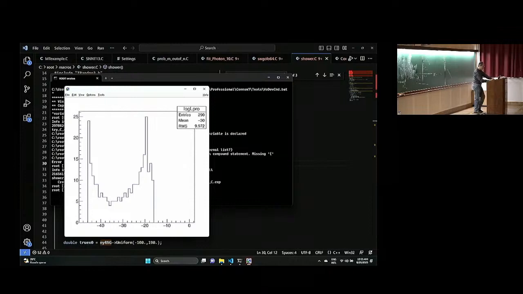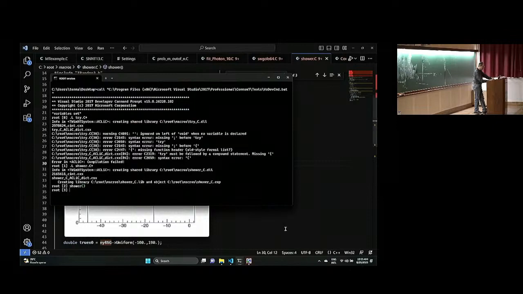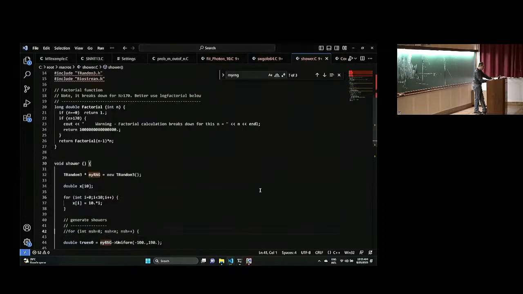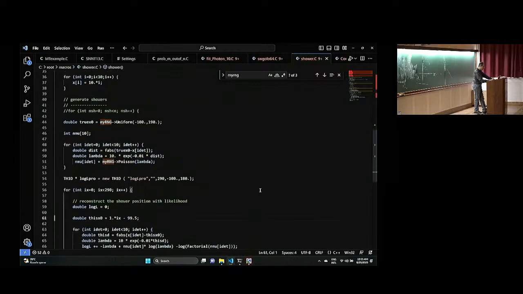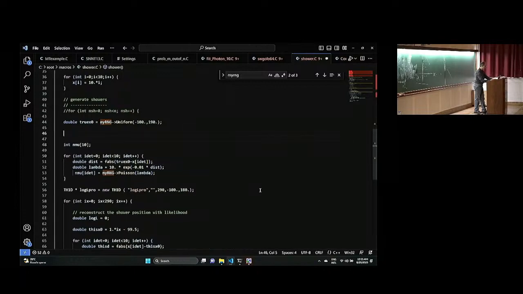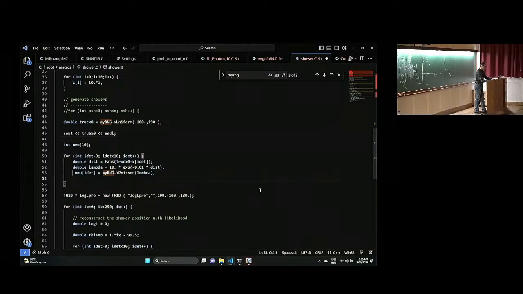I assume that when it is too far away, it generates what? Yeah, probably we have trouble with the factorial. So let's see. Anyways, let's see what position it had generated, because we want to compare the true X. So we will do cout. And then also, since we are at it, let's plot the number of muons.